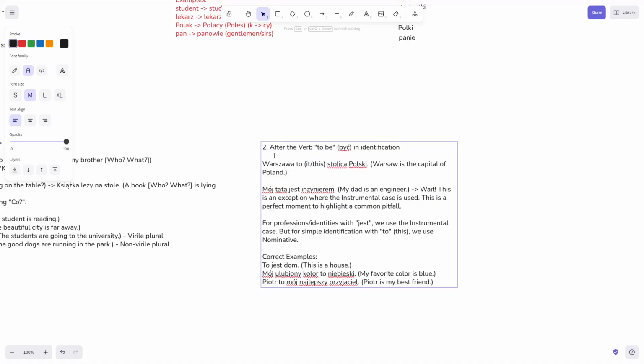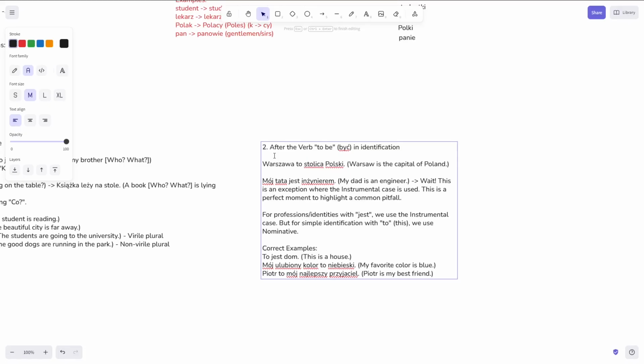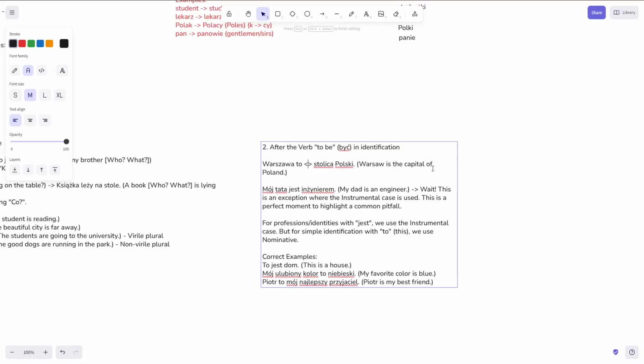Okay? And there is no "to be" present in this, well, "to be" sentence. This thing directly translates to: Warsaw, it, capital, Poland. Warsaw, it, capital, Poland. Okay? So you could consider that maybe there is some form of a hidden "to be" present in this sentence.